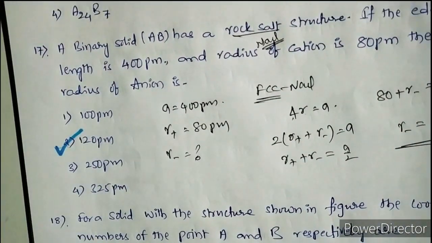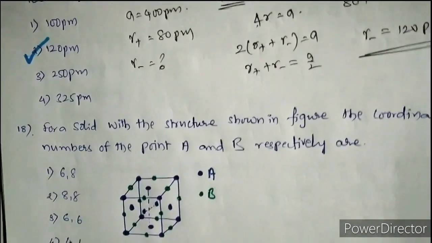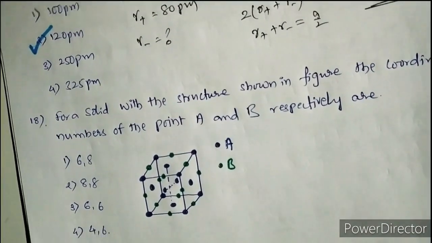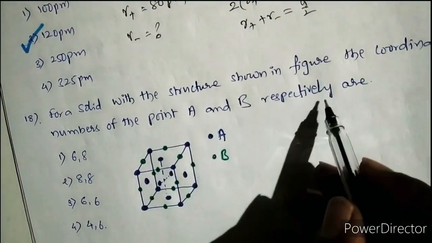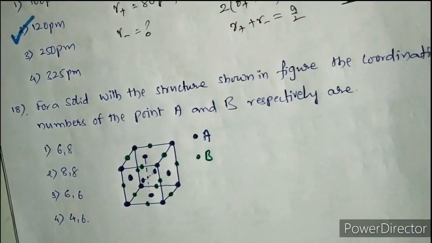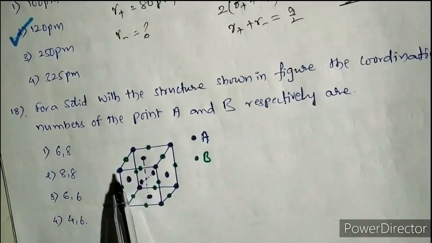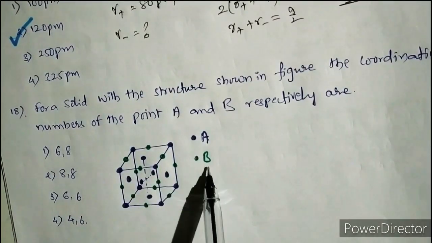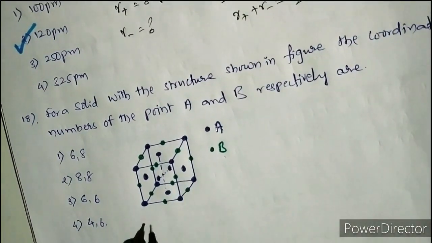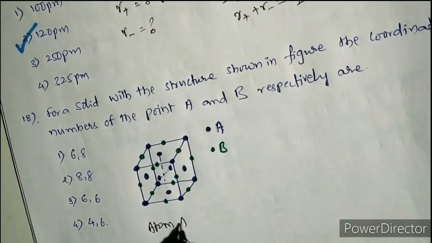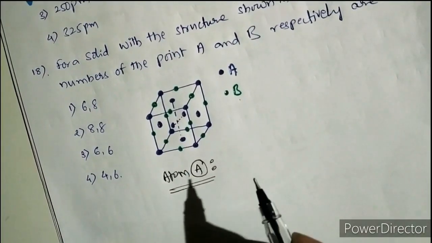Next one is, for a solid, look at the question here. For a solid with the structure shown in the figure, the coordination numbers of the points A and B they are giving. So you have to clearly observe here points A and B. Here blue color atoms are A and this green color atoms are B. Talking about atoms A, you have to find the coordination number simply.